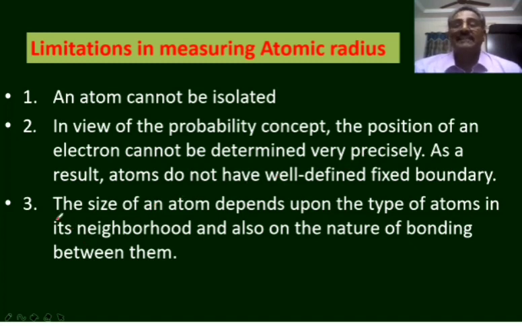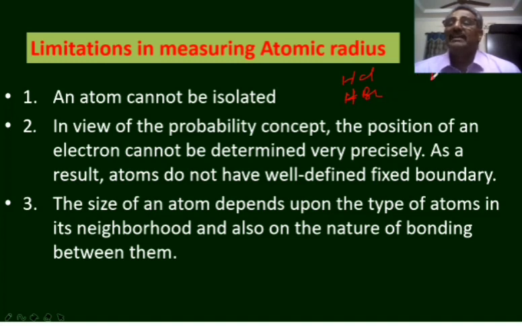Next one is, the size of the atom depends upon the type of atoms in its neighborhood and also the nature of bonding between them. That is, the atomic size of an atom is not the same in all its compounds. For example, compounds like HCl and HBr. HCl is a compound, HBr is a compound. The size of the hydrogen atom may not be exactly the same in HCl and HBr.